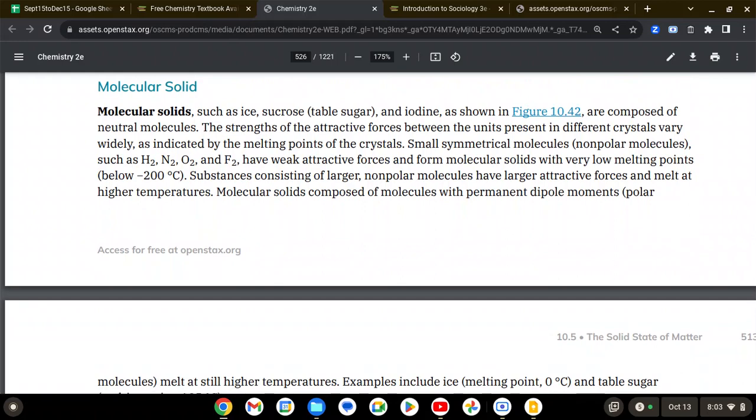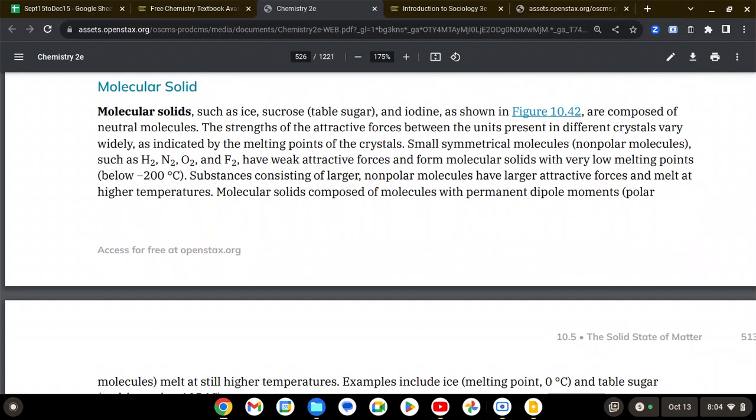Molecular solids. Molecular solids such as ice, sucrose, and iodine, as shown in Figure 10.42, are composed of neutral molecules. The strengths of the attractive forces between the units present in different crystals vary widely, as indicated by the melting points of the crystals.